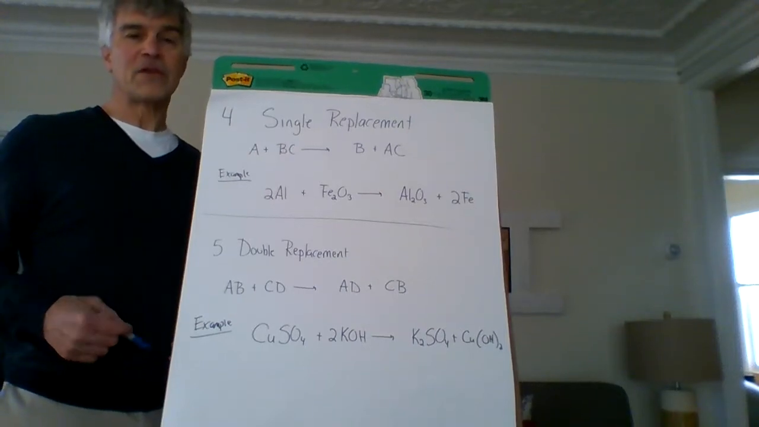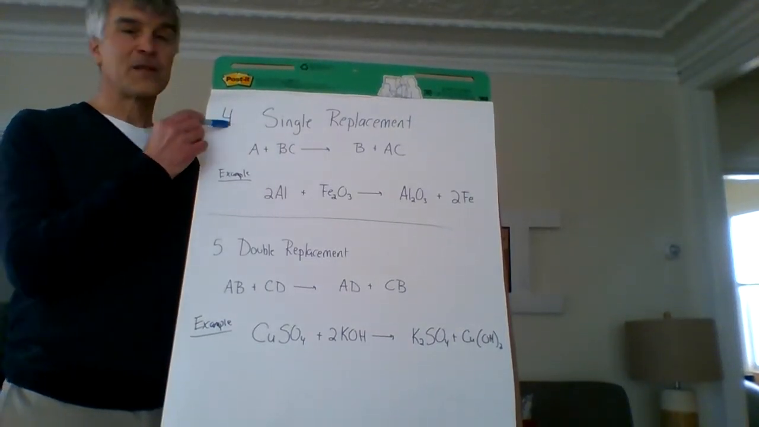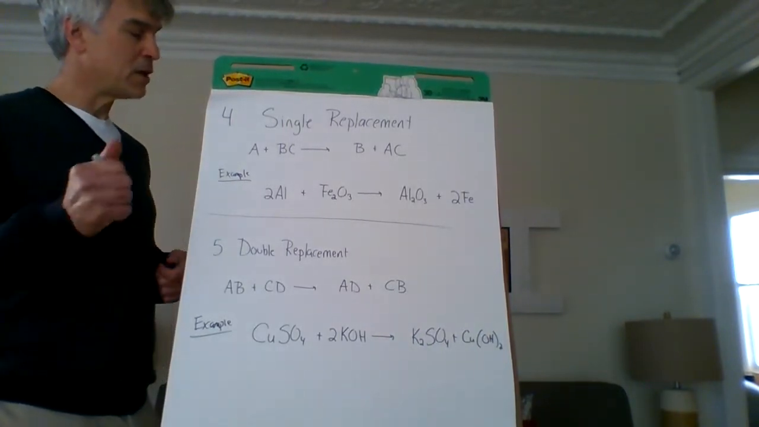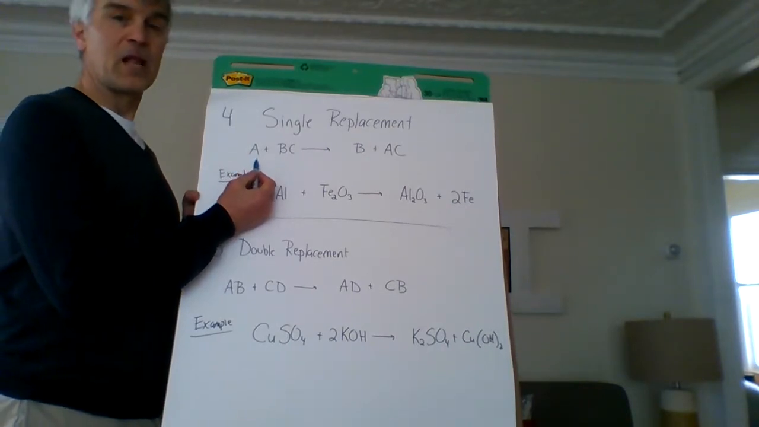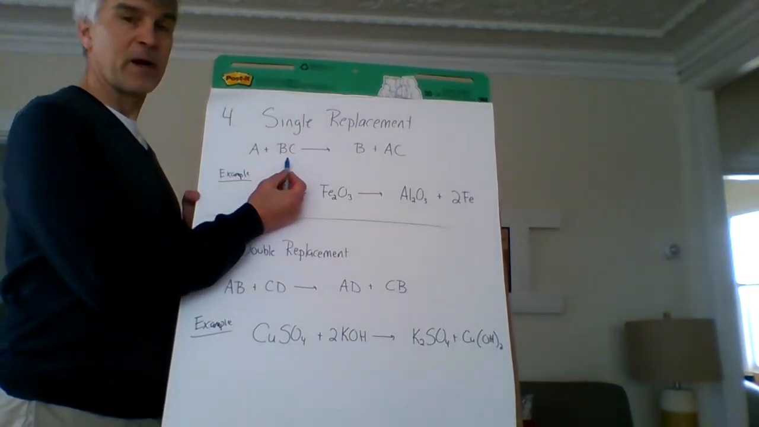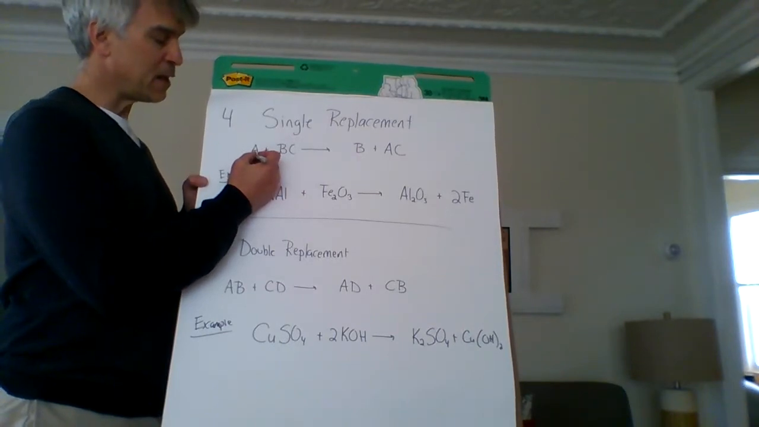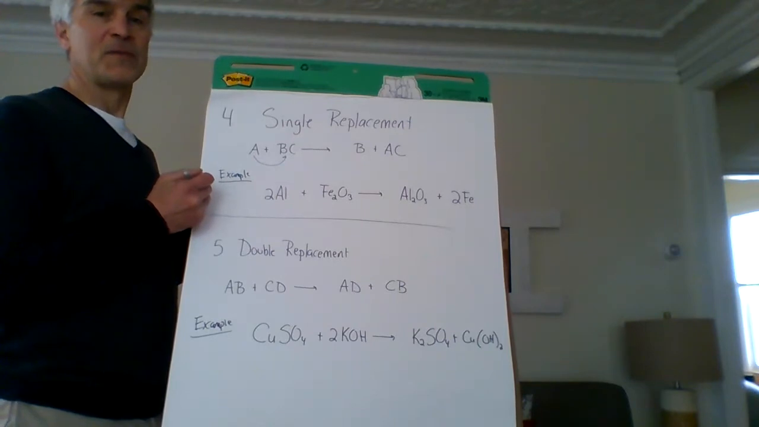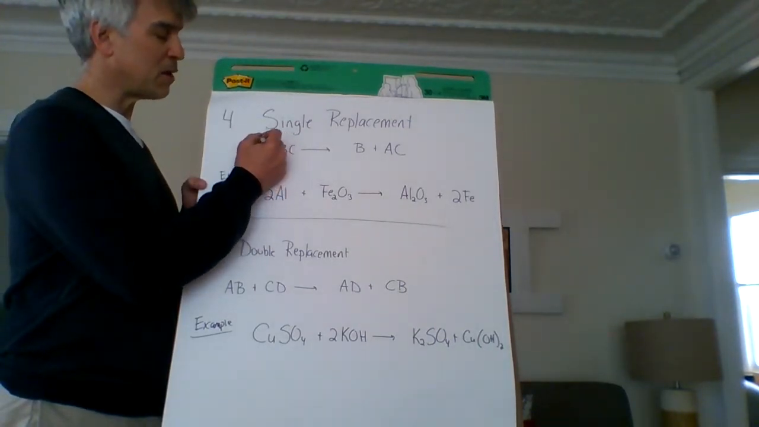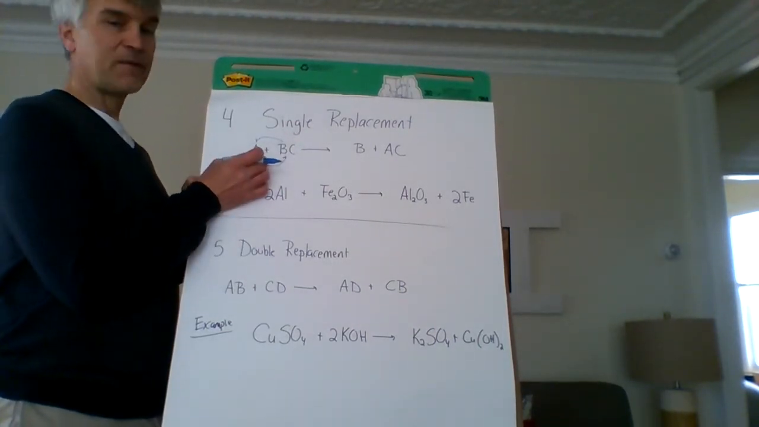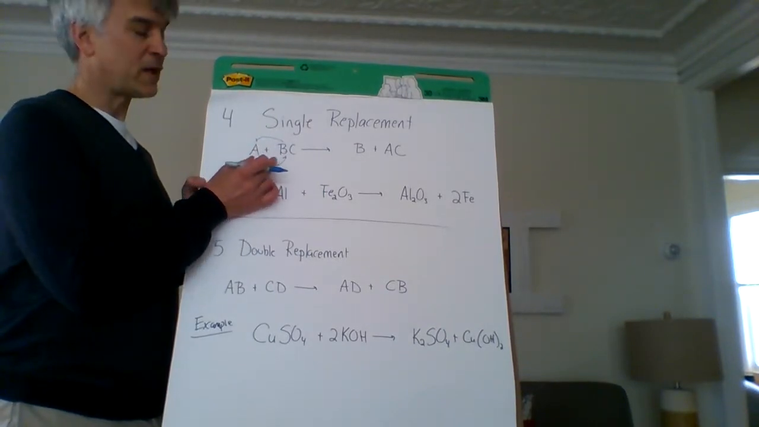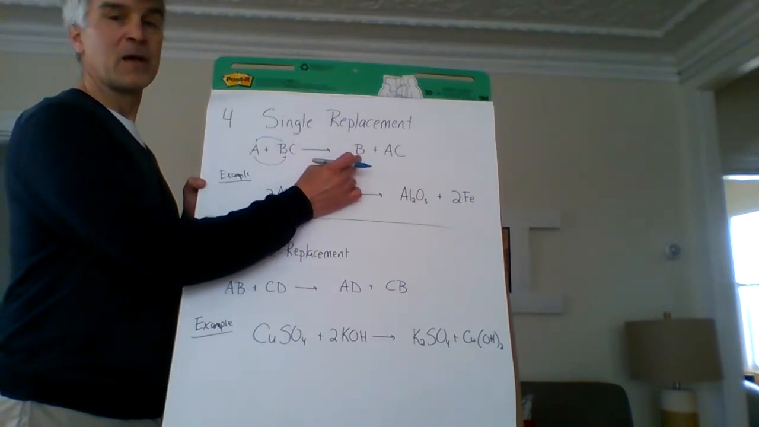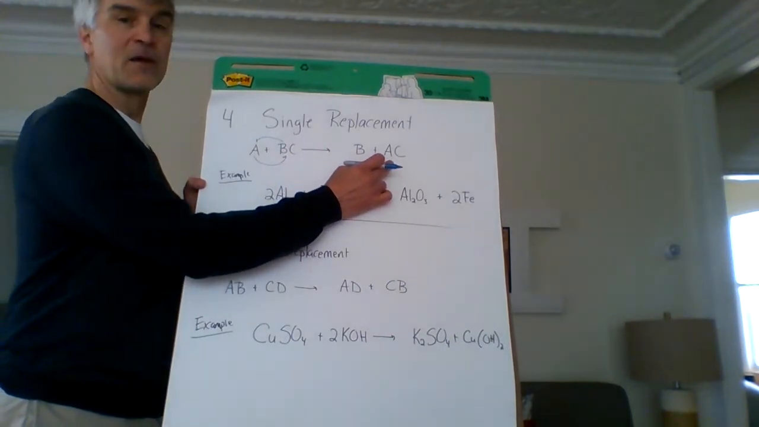And the fourth and fifth types of chemical reactions are single replacement and double replacement. In a single replacement reaction, you start with usually an element by itself and a compound. And what happens is this element that's by itself replaces one of the substances in the compound, and that substance goes off by itself. So I have a substance all by itself plus a compound, and the A and the B switch places. Now the B becomes the substance by itself, and the A is in the compound.